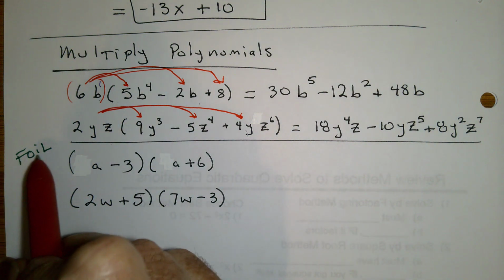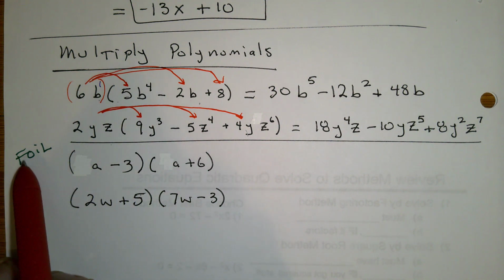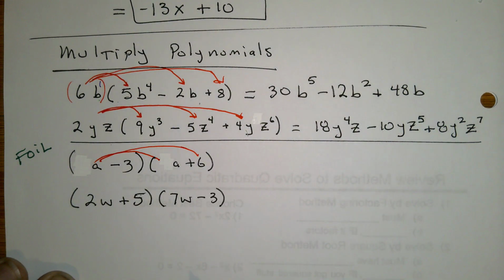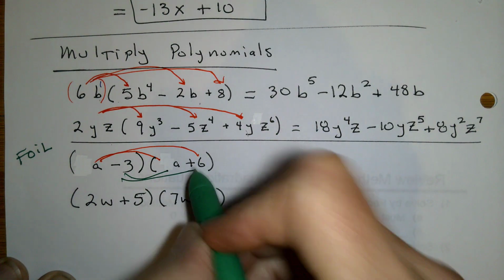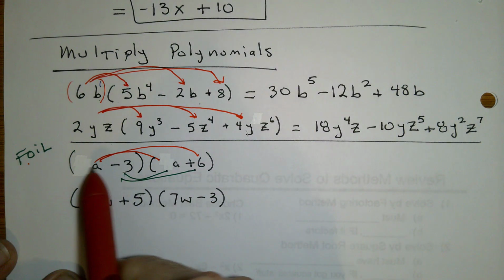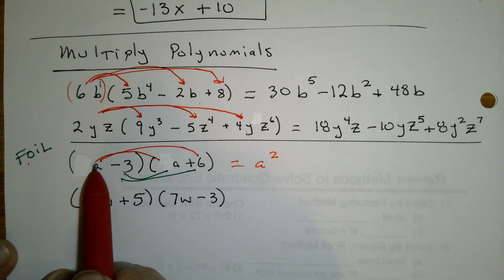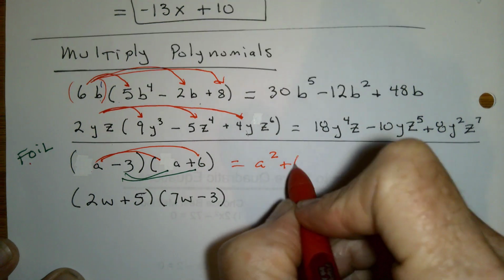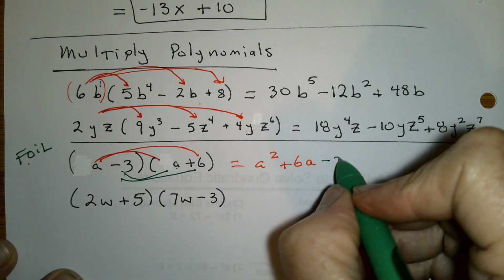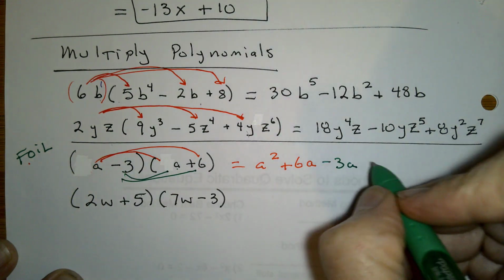So FOIL, when you have a binomial times a binomial, you have to do 4 multiplications. Each letter corresponds to the 4 multiplications we're doing. The first one is a times a, a squared. The outer one is a times 6, which is plus 6a. The inner one is negative 3 times a. And the last is negative 3 times 6, which is minus 18.